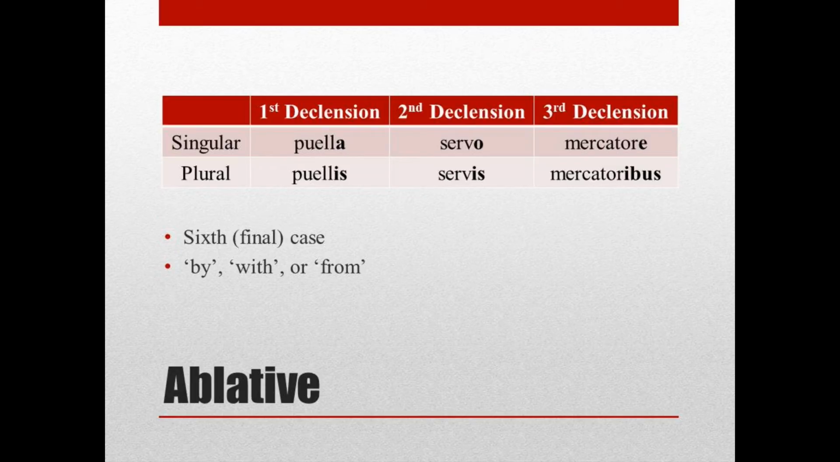The ablative, which is the final case in Latin. It is used to express by, with, or from. And in the first declension, the singular ends in an A, and the plural ends in is. In the second declension, the singular ends in an O, and the plural also ends in is. And in the third declension, the singular form ends in an E, and the plural ends in ibus.